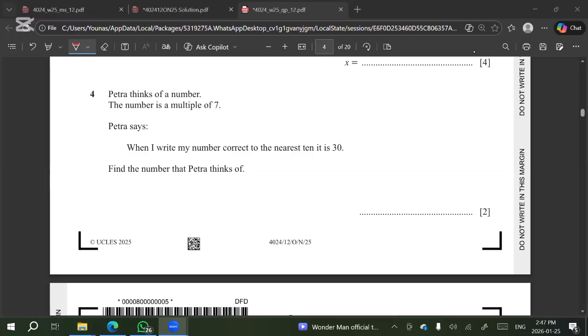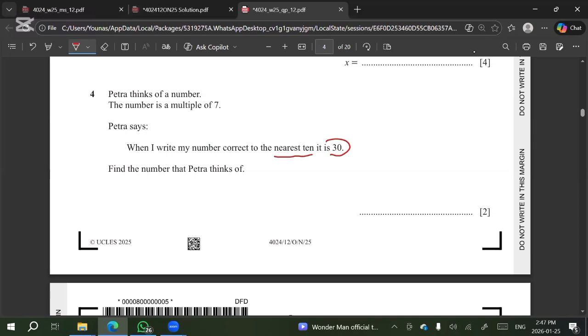So my dear students, now we are on question number 4. It says, Petra thinks of a number. The number is a multiple of 7. Petra says, when I write my number correct to the nearest 10, it is 30. Okay.